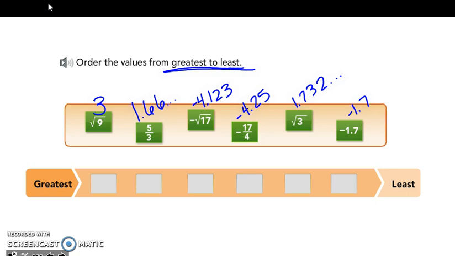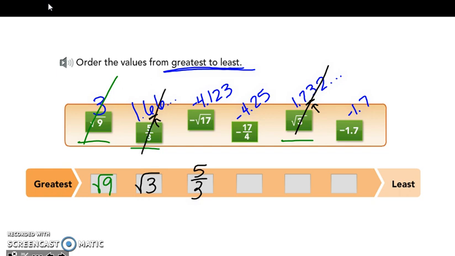So I should know that all of my positives are going to come first whenever they want the biggest number, the greatest number first. So with my positive numbers, I have 3, I have 5/3, I have square root of 3. So out of those, 3 is going to be bigger than both of those other numbers, so square root of 9 is going to be first. And then on these, I have to look to the second digit to decide which one's bigger. Hopefully you know 1.7 is going to be bigger than 1.6. So square root of 3 is next. And then 5/3.